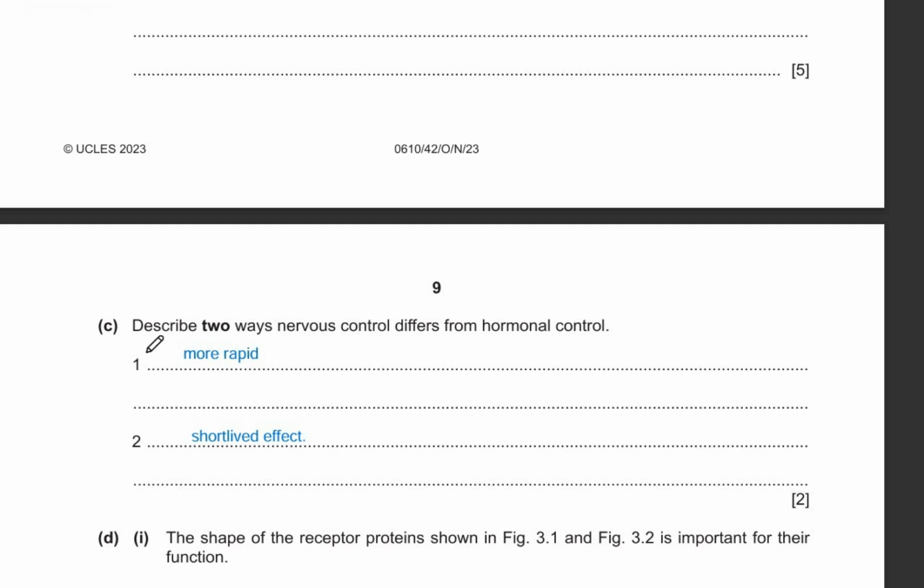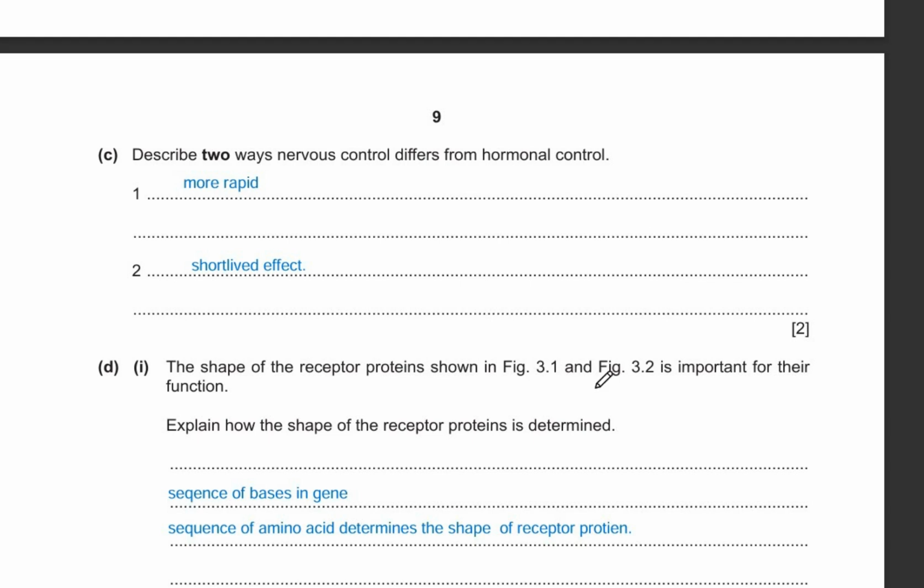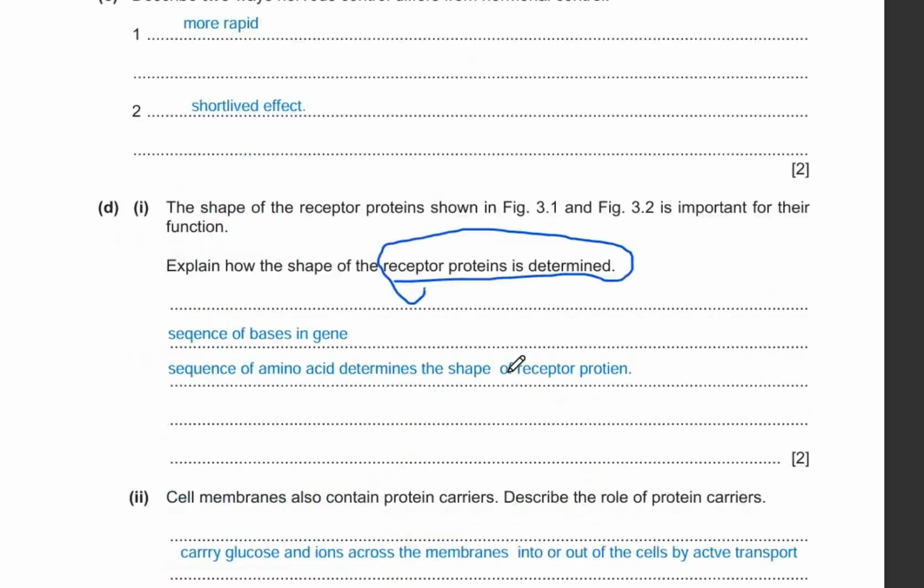Alright. Now, part D asks why the shape of the receptor protein is important, and how the shape of the receptor protein is determined. We all know that the shape of a receptor protein, or any type of protein, is determined by the sequence of bases in its gene. The sequence of bases in the gene determines the sequence of amino acids, and their structure will determine the shape of the receptor protein. Right? This is the answer to this question.